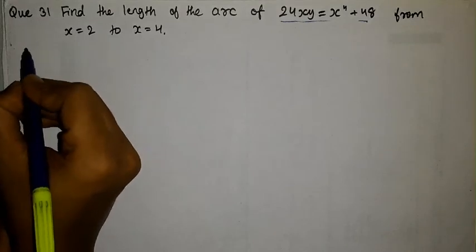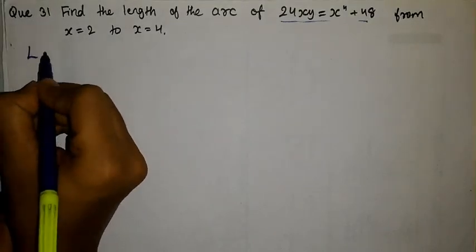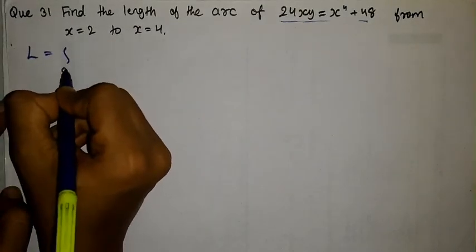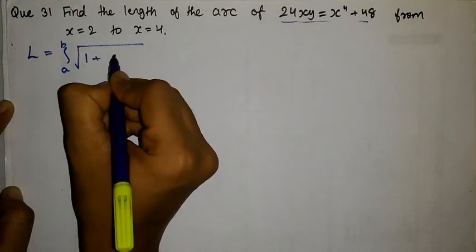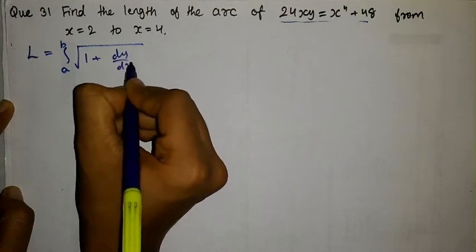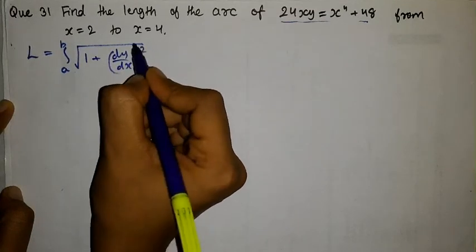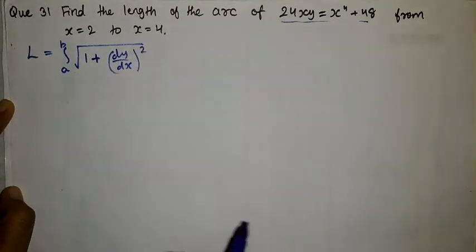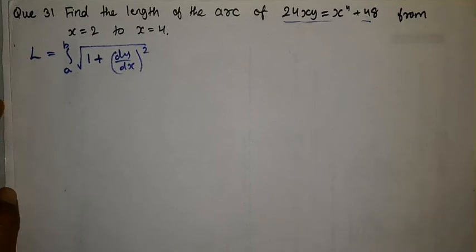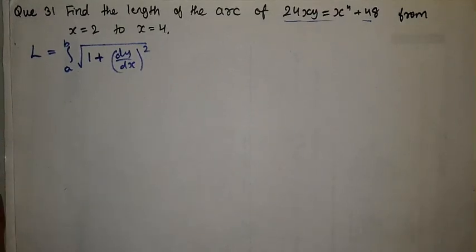So the formula of arc length is L = integration from a to b of the square root of 1 plus (dy/dx) whole square. How I wrote this formula, if you want to know, you can watch part 3, in which I have explained the length of arc and how to find it. So you can watch that.